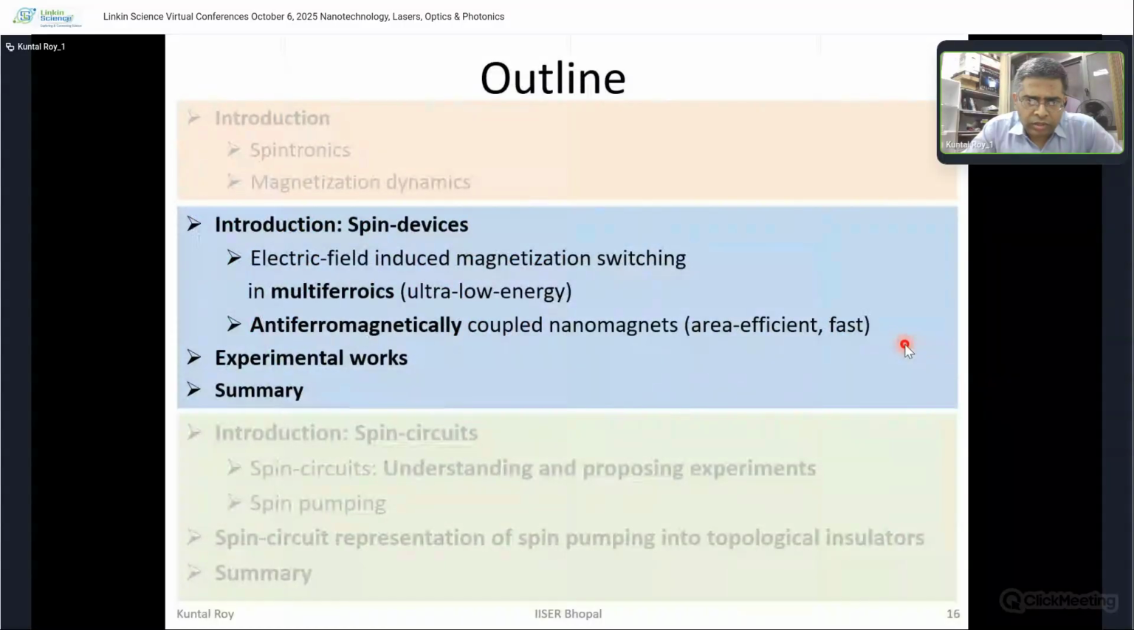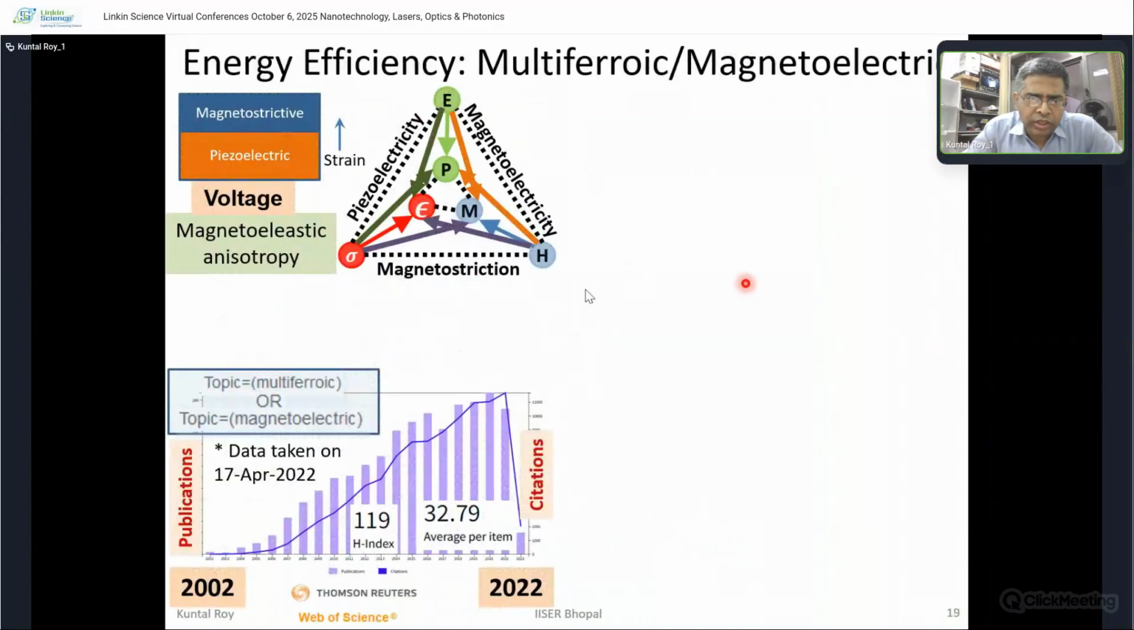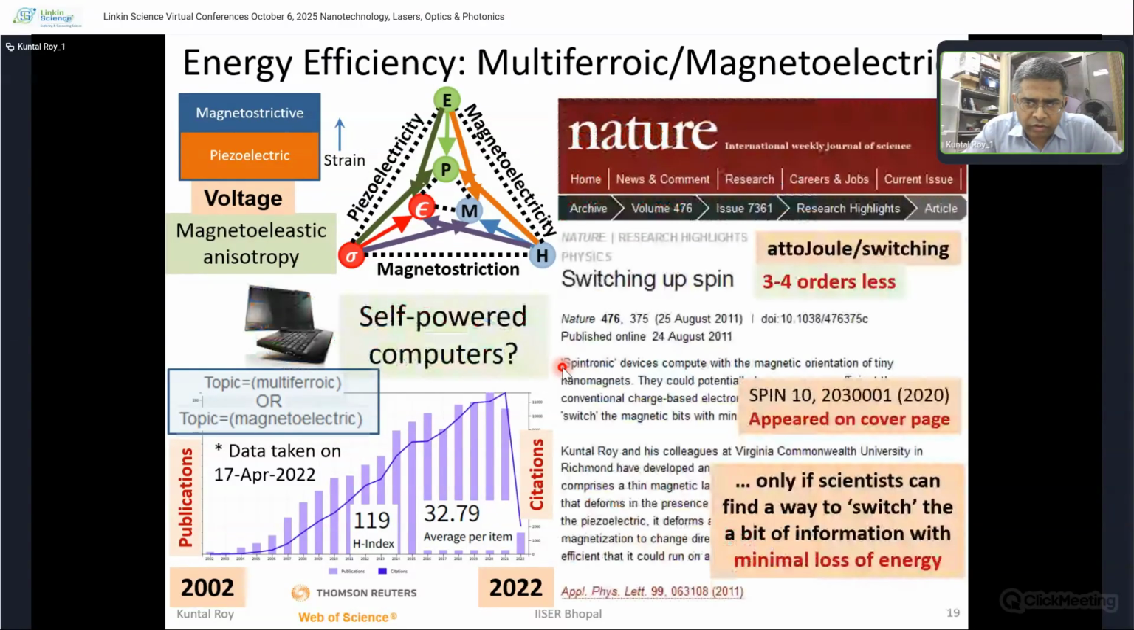Okay, so now I'll come to spin devices. Here we are talking about multiferroic composites. What happens is that we put an electric field along the piezoelectric layer, and it creates a stress or strain in the piezoelectric layer, and that gets elastically transferred to the magnetostrictive layer, where it can generate magnetostriction, and it generates a magnetoelastic anisotropy. That anisotropy can counter the shape anisotropy energy barrier, and it can switch the magnetization. So research on multiferroics is also growing over the years. It is a very promising area of research that we are following.